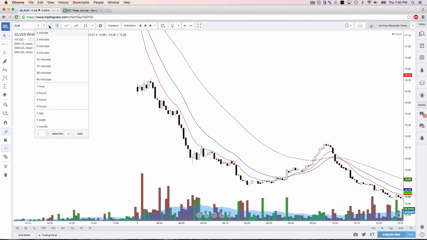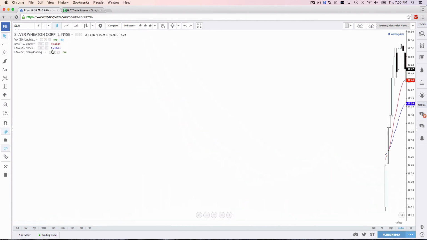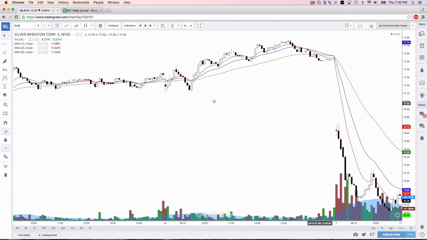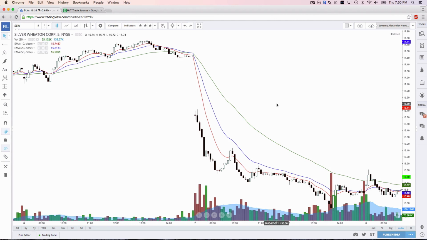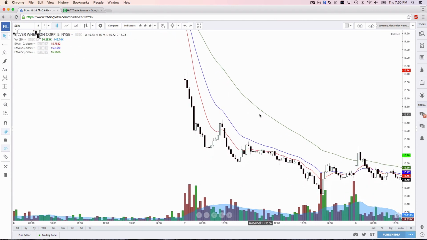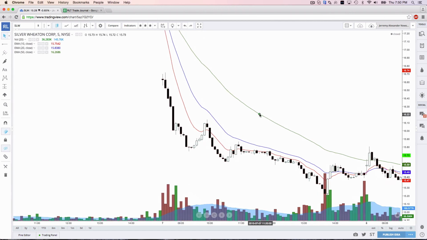Well, what if you didn't do that? What if you watched the 5 minute? Okay, so maybe you didn't play the 1 because the 1 minute is very, very aggressive. It does take time and it does take practice. So let's say you only played the 5 minute on Silver Wheaton. What would have happened? You guys tell me. Never would have gotten in that whole day. Just kept going down, going down, going down.